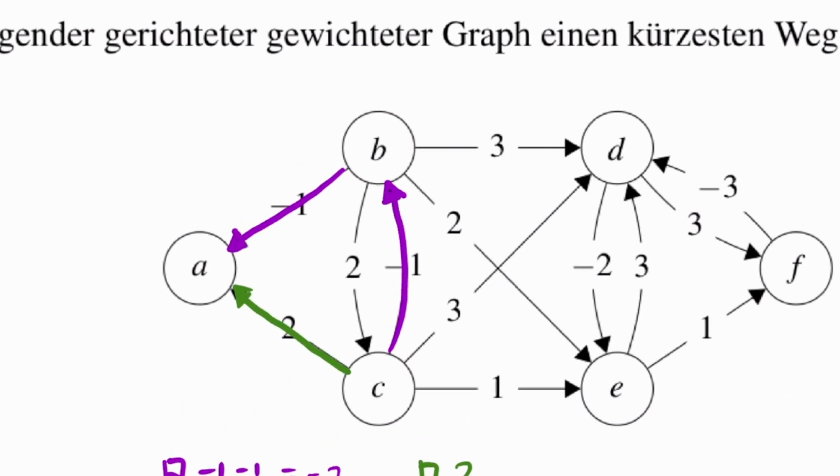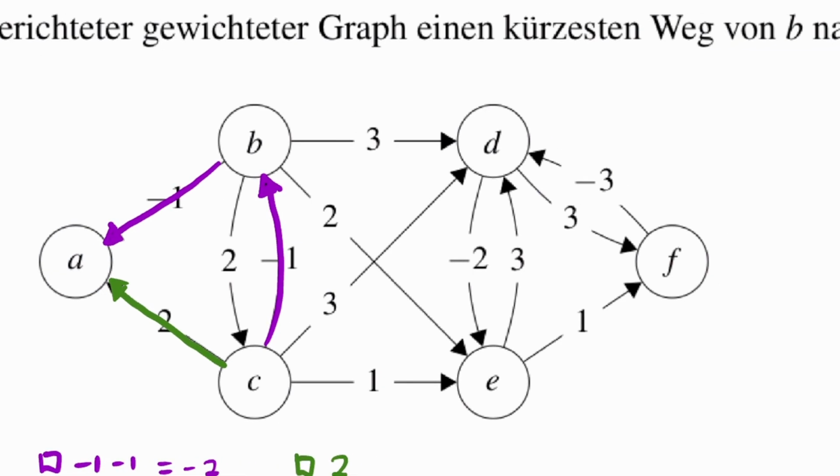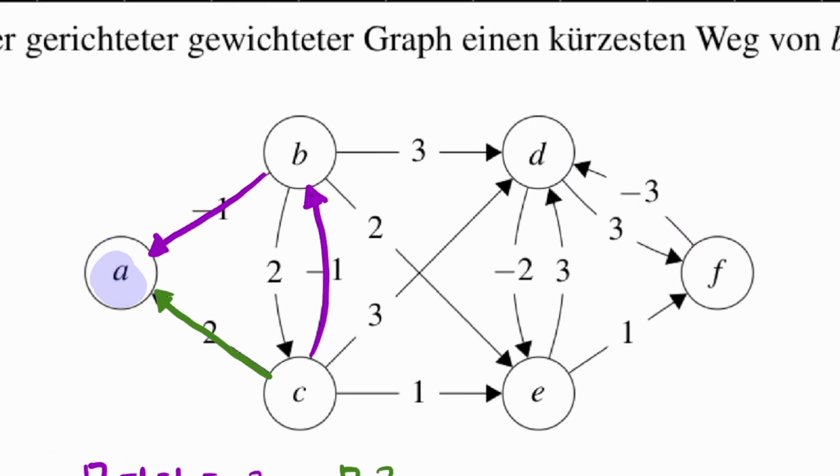Why? Because we go from here to B, and then from B we go to A with a weight of -2, and then A doesn't go anywhere. In the other case, F did go somewhere. That's why we could have a cycle, so to speak. But over here, A just stays there, so that's it.